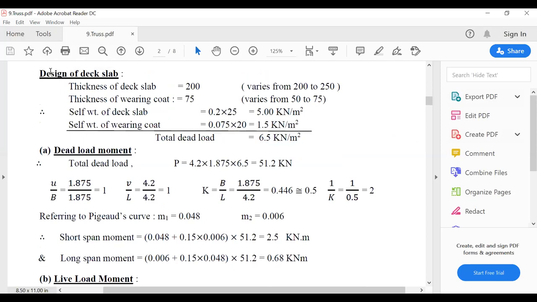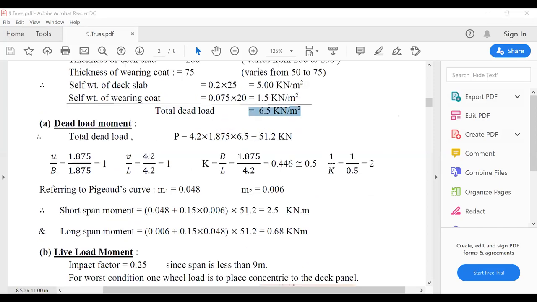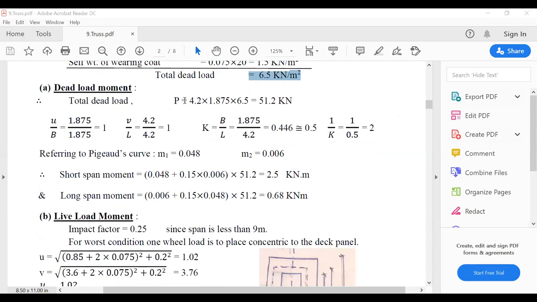So for design of deck slab, dead load they have calculated. Self weight of deck slab, that is the thickness into unit weight, again self weight of wearing coat. So it is thickness of the wearing coat into the self weight of the wearing coat, they have taken 20. That's why they have got 1.5 and total they have added it and got 6.5. Now dead load moment.